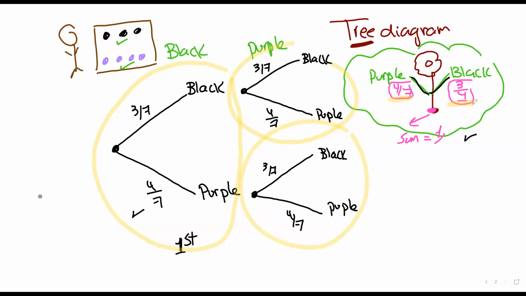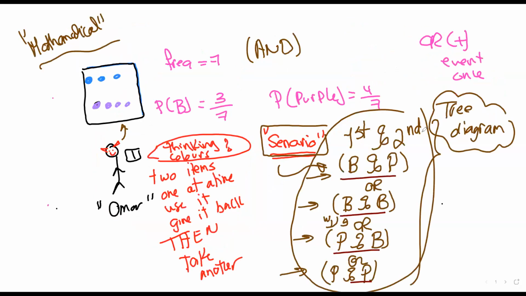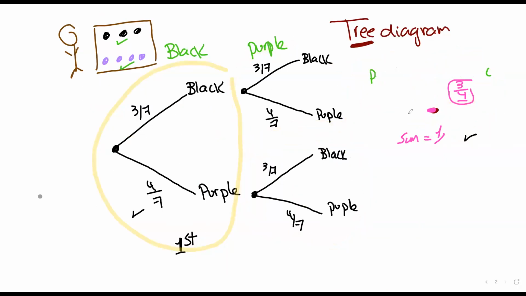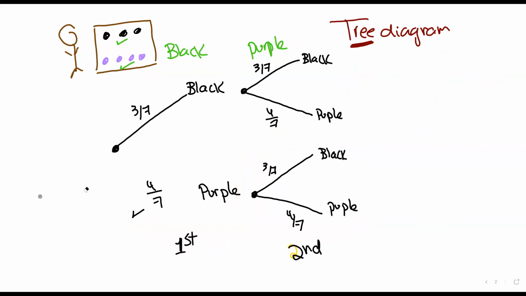So let's see how I represent this story of Omar in a tree diagram. Let me erase this tree. Omar, as we said, is going to take 2 items. 2 items is translated in math immediately into first and second. Omar is standing here, choosing. Let's erase this part too, okay, fine.